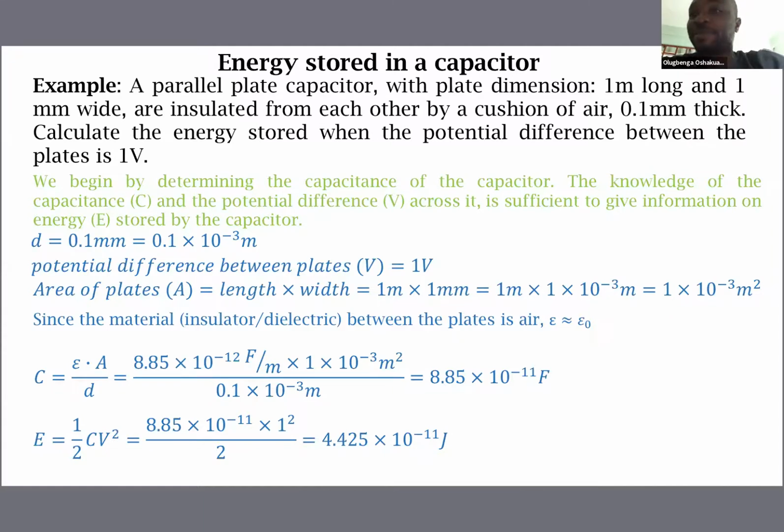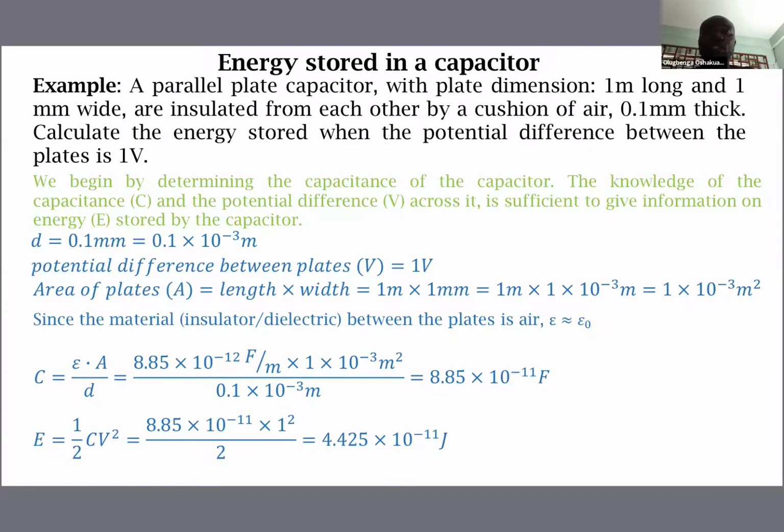And the cushion of air is 0.1 millimeter thick. Calculate the energy stored when the potential difference between the plates is 1 volt. So the first thing is, we begin by determining the capacitance of the capacitor. And so when we know the capacitance of the capacitor and we know the potential difference between the plates, then we can talk about the energy stored by the capacitor.